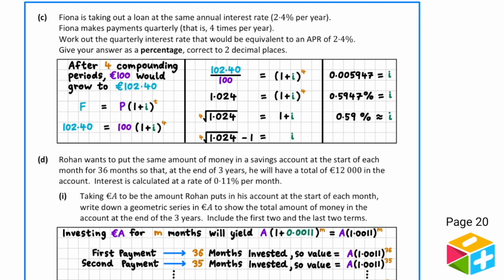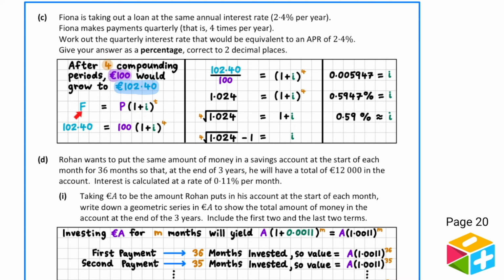We want to work with quarters, and there's 4 quarters in a year. So a good starting point is the following. After 4 compounding periods, €100 would grow to €102.40. We can put this information into the compound interest formula. F is equal to P times (1 plus i) to the power of t.